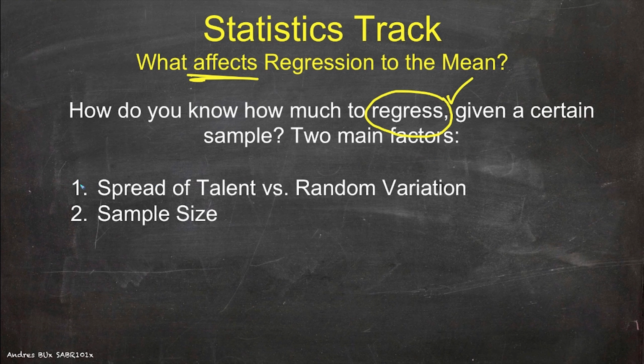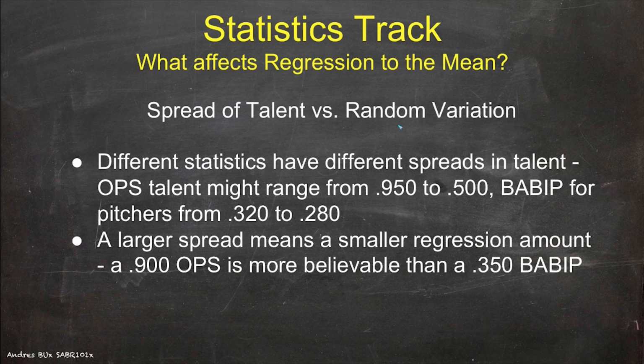Two things impact how we go about regressing to the mean. One is the spread of the talent versus random variation, and the second is sample size. I will describe these in this video. What is spread of talent versus random variation? Different metrics, different statistics have different spreads in talent. And we talked about regressing to the mean on the extremes.